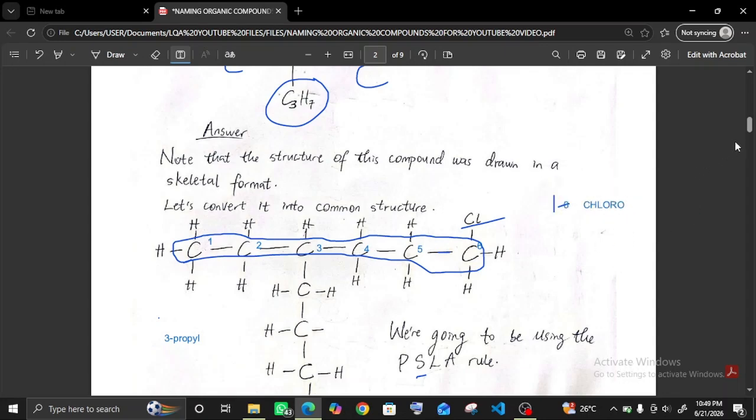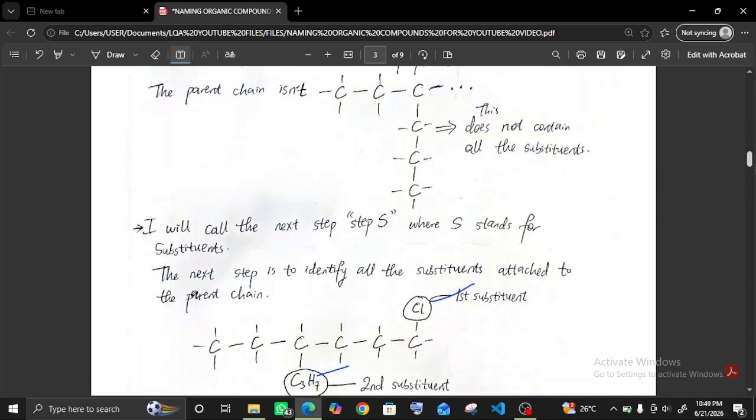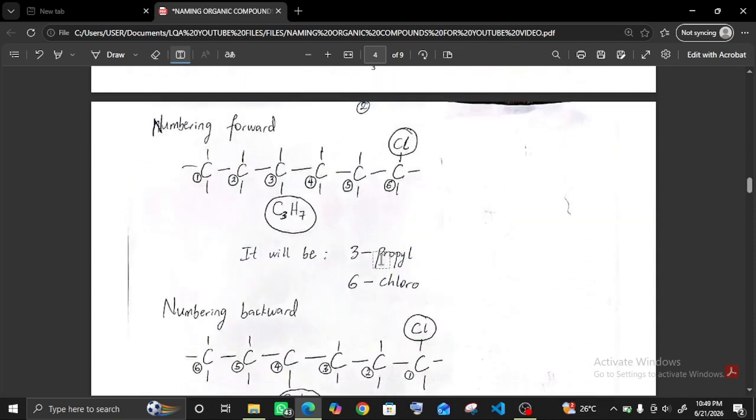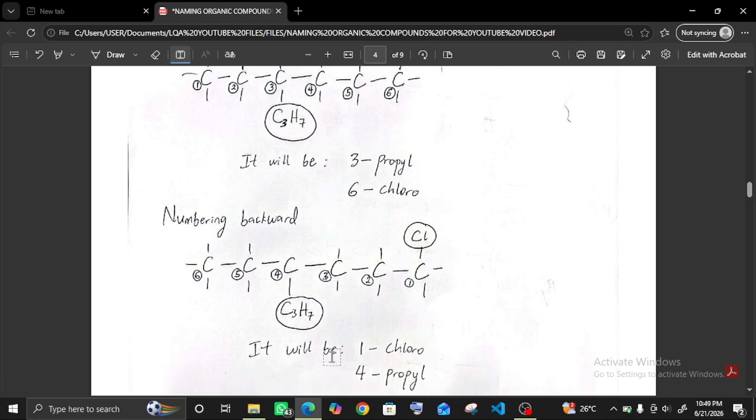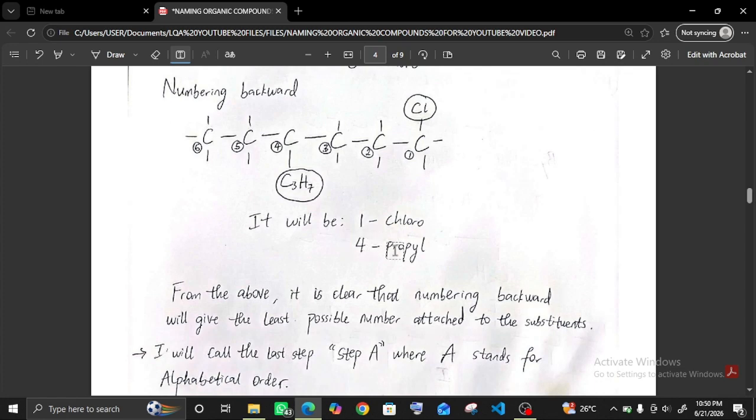So from that we can deduce that instead of having 3 propyl and 6 chloro, if we do it as 1 chloro and 4 propyl, the substituents have the least possible number. As you can see here, we numbered it forward and backward. Then from numbering forward and backward, we discover that this actually gives the substituents the least possible number, and therefore we are going for 1 chloro and 4 propyl.